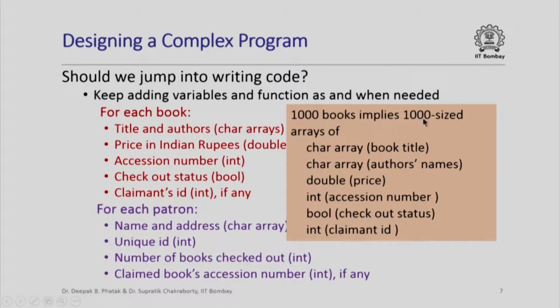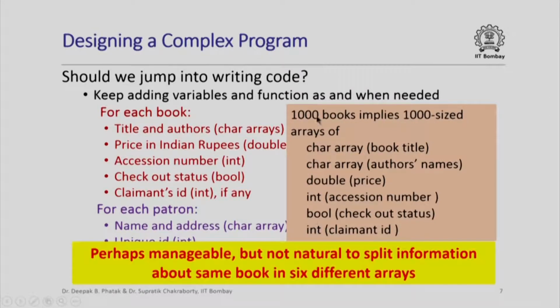Similarly, I could have a 1000 sized array storing the authors' names, and every element in this array must give me the names of the authors of a particular book. Since the names of the authors are going to be strings, they need to be stored in a character array. Similarly, I could have a 1000 sized array named price where an element of that array gives me the price of a book. And similarly, I could have 1000 sized arrays named accession number, checkout status and claimant ID, where an element of each of these arrays would give me the accession number or the checkout status or the claimant ID respectively of a book in the library.